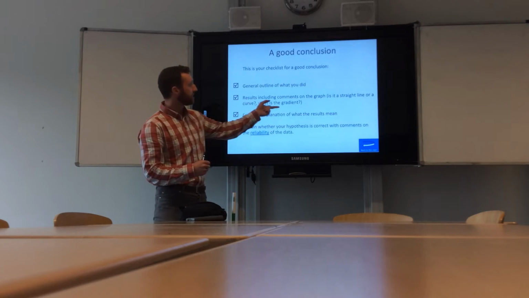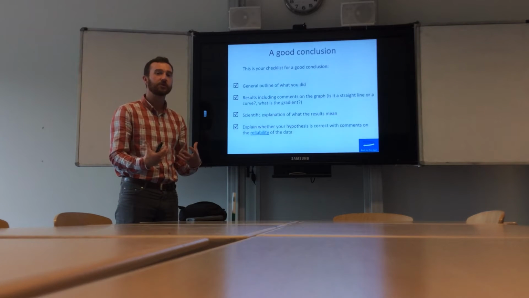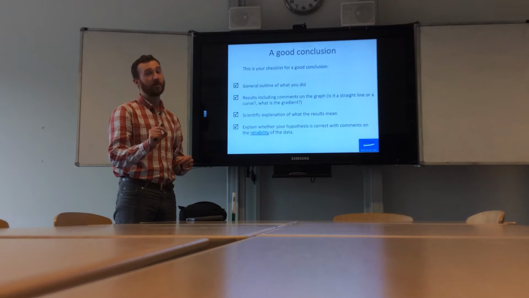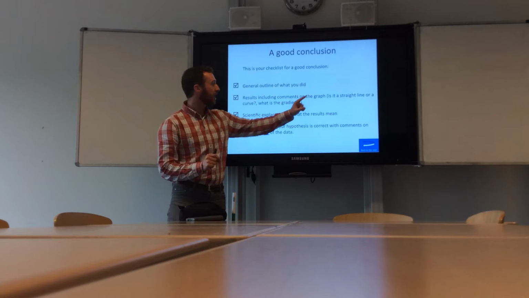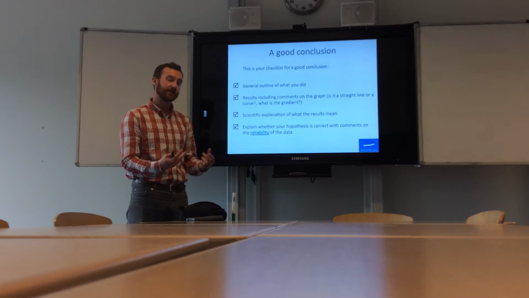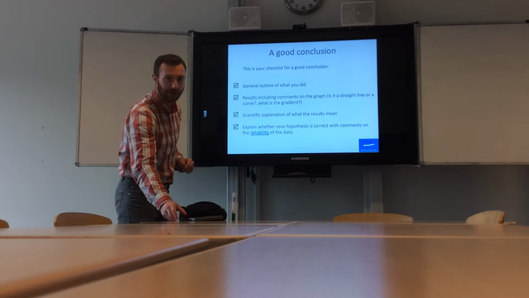Now, results including comments on the graph. So if you found something, you have some results to your investigation, so tell us what they are. You can start by talking about the graph. Firstly, is the line a straight line or is it a curve? Did you expect that? Is it not what you expected? Can you tell me what the gradient of your graph is, and can you tell me what that means?